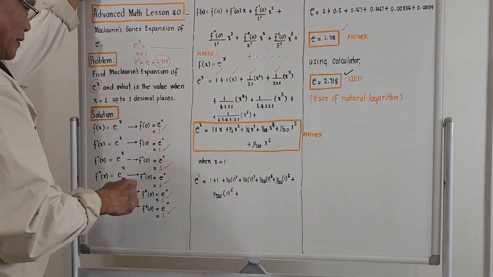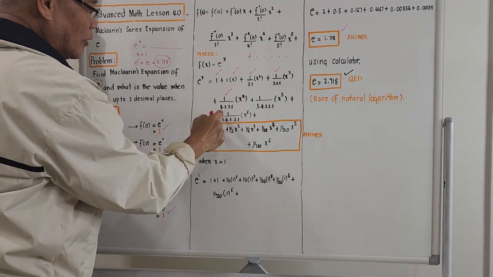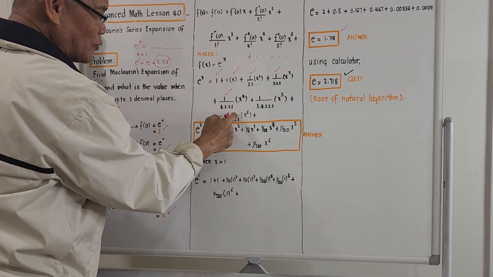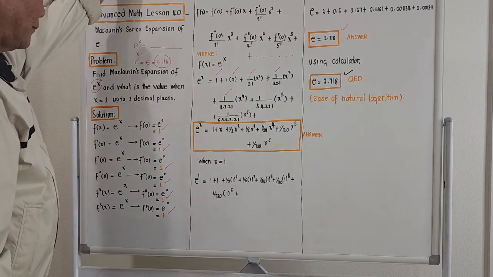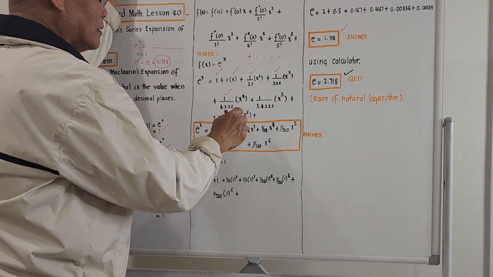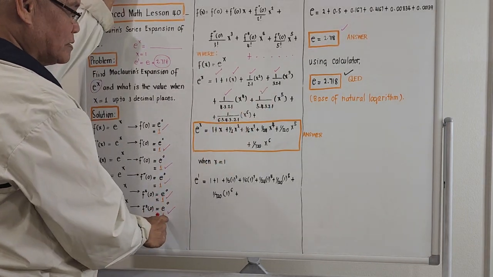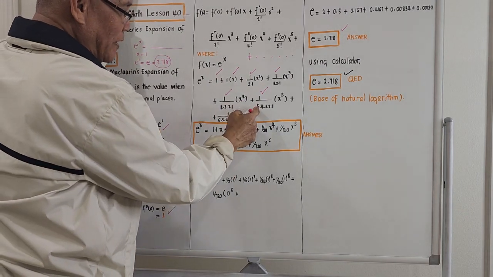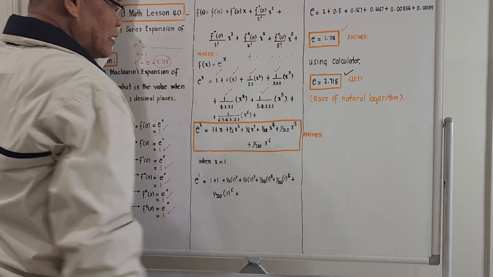The next one will be f to the fourth of 0. It is also 1, all over 4 factorial. 4 factorial is 4 times 3 times 2 times 1, times x to the fourth. The next one, f to the fifth of 0. Okay? What's f to the fifth of 0? It is also 1, all over 5 factorial. 5 factorial is 5 times 4 times 3 times 2 times 1. This should be times x to the fifth.